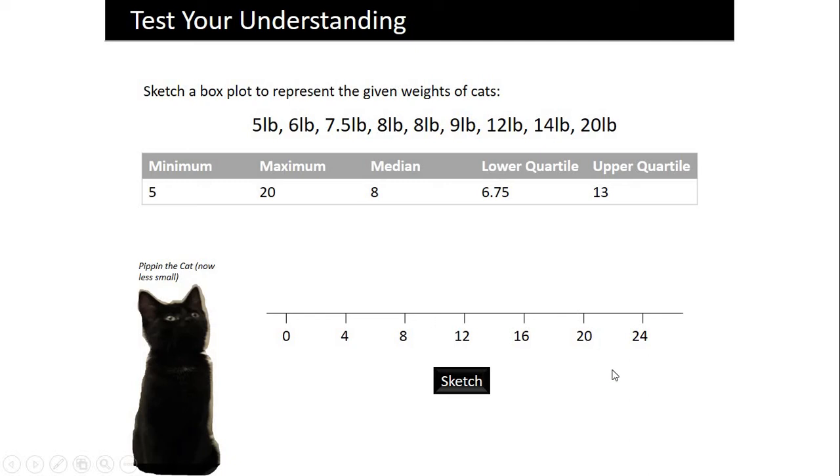Now let's sketch the graph, the box plot. So you could pause the video and have a go at it. Here's what it should look like. So again, the median line at 8, the lower quartile at 6.75. It will be easier in your book with the squares to be able to draw this. The upper quartile at 13. Your minimum value at 5, maximum at 20, and then you draw in the whiskers.